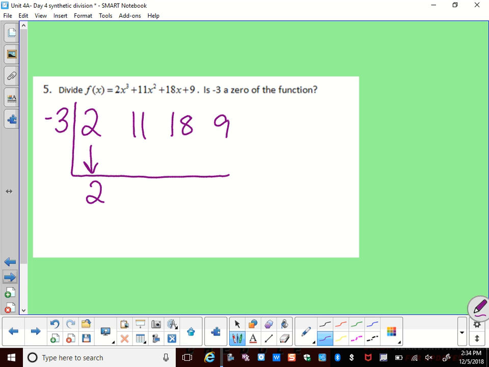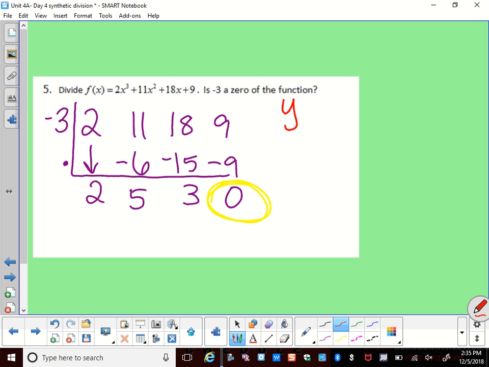I pull down the first number. 2 times negative 3 is negative 6. 11 minus 6 is 5. 5 times negative 3 is negative 15. I'm just making sure you guys are awake. Negative 15 plus 18 is 3. And 3 times negative 3 is negative 9. We have 0. So is negative 3 a 0 of the function? Yes.